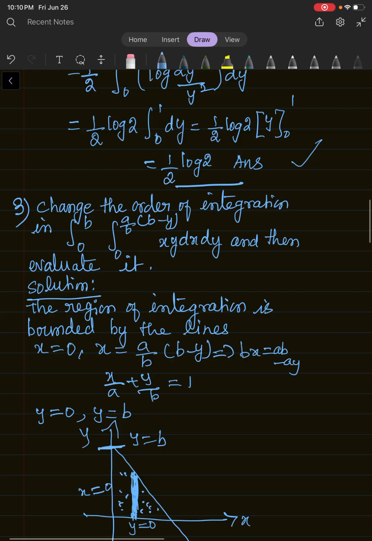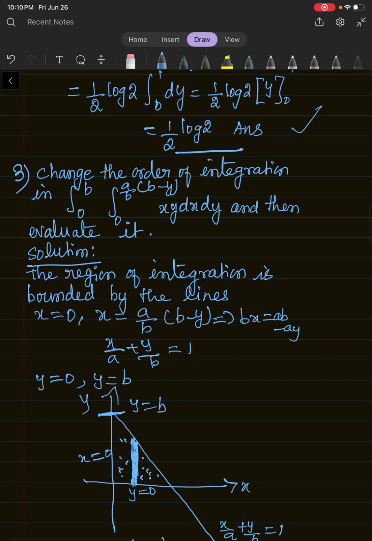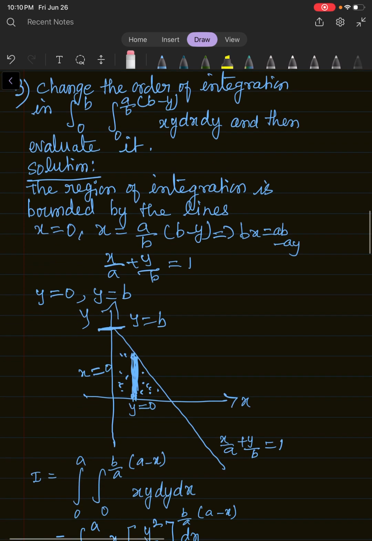Moving to the third question. Change the order of integration in the integral from 0 to b, 0 to a by b into b minus y, xy dx dy and then evaluate it. The order of integration given to us is dx dy. So order is dx means the variable limit must be a function of another variable, where y is given. So this is the correct integral.